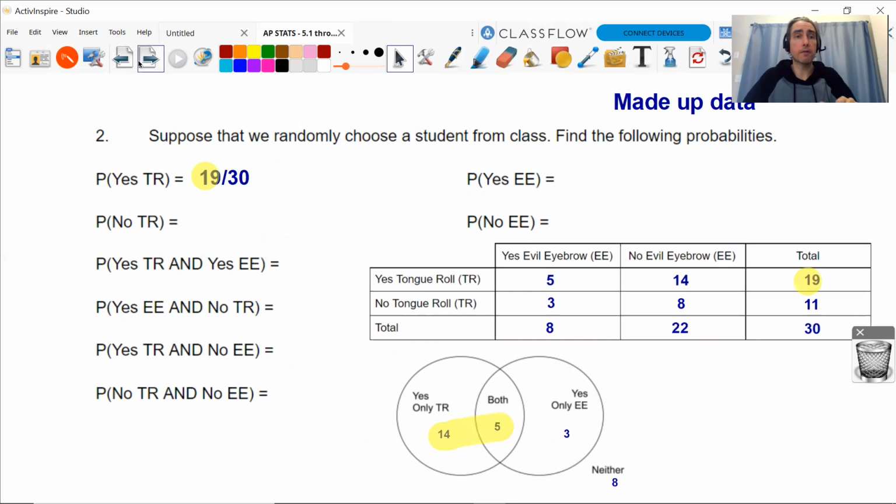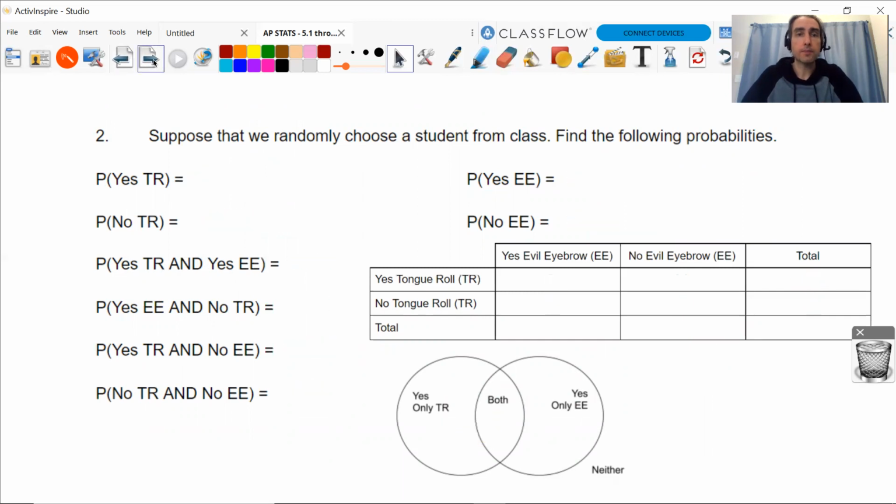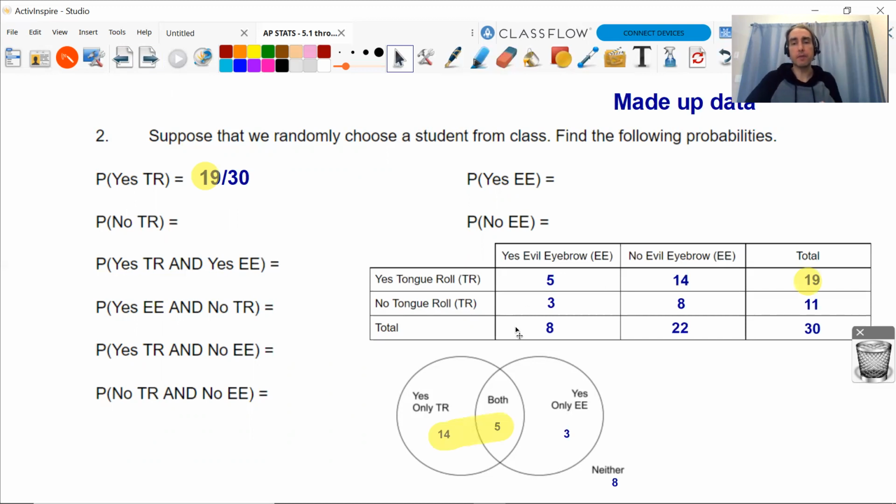So let's talk about the first question here. Suppose we randomly chose a student from the class. Find the following probabilities. Let's start with yes, tongue roll. Well, we can see here, either from the Venn diagram or from the table itself, there are 19 people that can roll their tongue, including the ones that can do the evil eyebrow and cannot do the evil eyebrow. On the Venn diagram, you can see it's that overlap, the football plus the left Pac-Man, 14 and 5 give you 19, and they come from here. So 19 out of 30. What about yes or no tongue roll? Well, the remainder is going to be 11 out of 30.